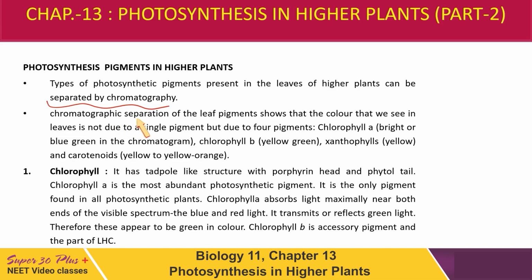Chromatographic separation of the leaf pigments shows that the color we see in leaves is not due to a single pigment, but four pigments are there. These pigments are chlorophyll A, which is bright blue-green in color in the chromatogram, chlorophyll B, that is yellow-green, xanthophylls, this one is yellow, and the carotenoids, these are yellow to orange.